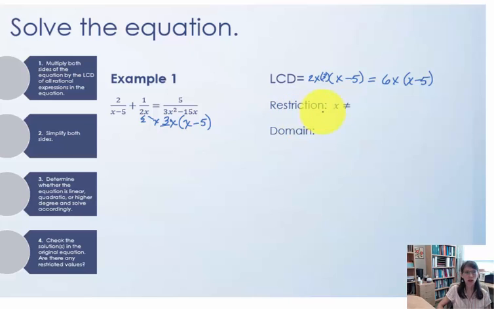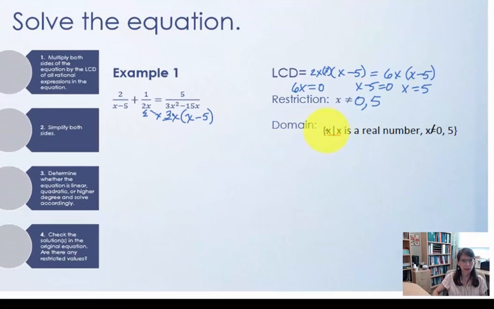To find any restrictions on the variable, we set each factor equal to 0. So we would have to take 6x, set that to 0, and x minus 5 set to 0. So I know that if x is 0, I'm going to have 6 times 0 equals 0. So x cannot equal 0. And for the other factor, x minus 5 set to 0, adding 5 to both sides would mean x equal to 5 would cause the denominator to be equal to 0. So both 0 and 5 need to be eliminated from possible solutions.